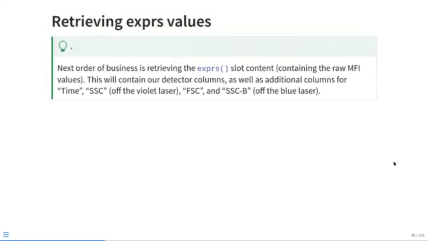So our next order of business is retrieving the exprs slot content containing the raw MFI values. These will be containing both the detector columns as well as some additional columns including time, side scatter, in this case off the violet laser, forward scatter and side scatter blue, which would be off of the blue laser.